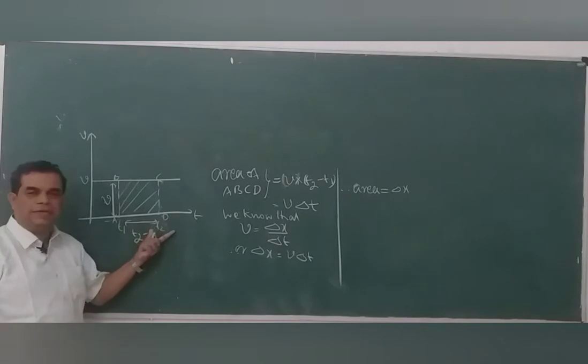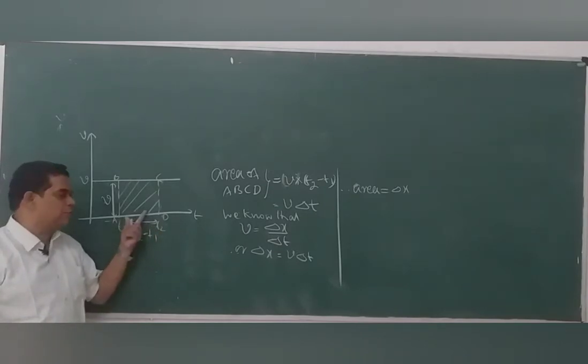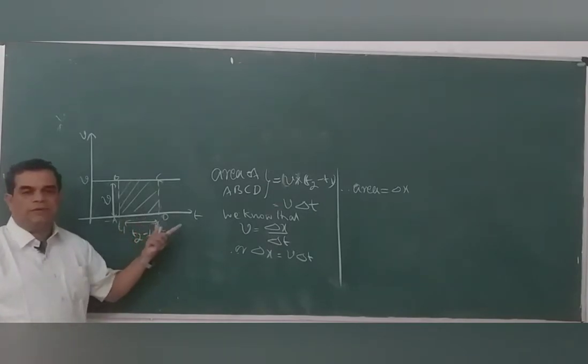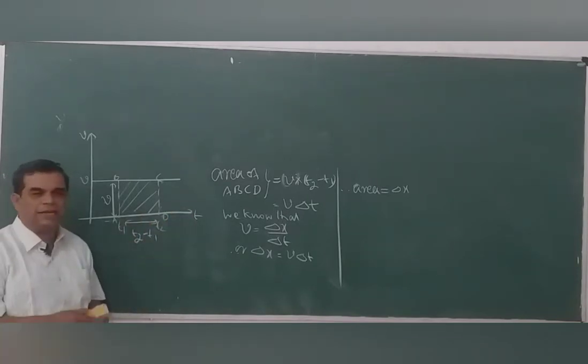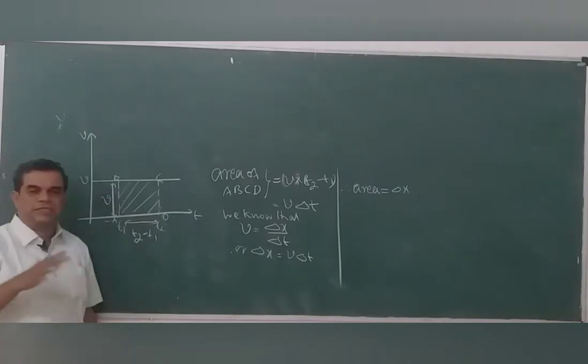This again is a 3 marks question in the board exam. They may ask you to show that the area under the VT graph gives the displacement. You are supposed to do this derivation. Again, what are the steps to remember this derivation?